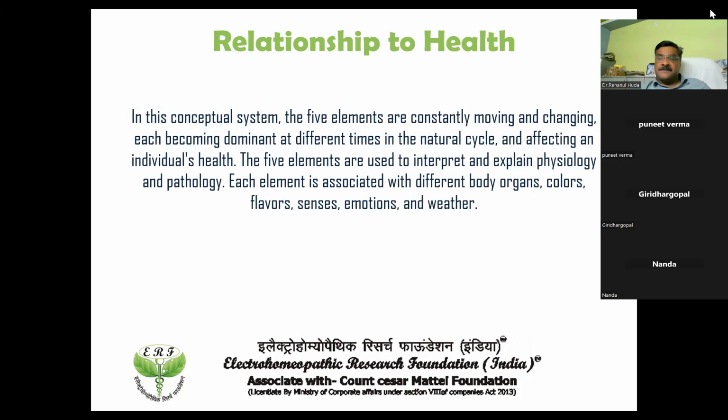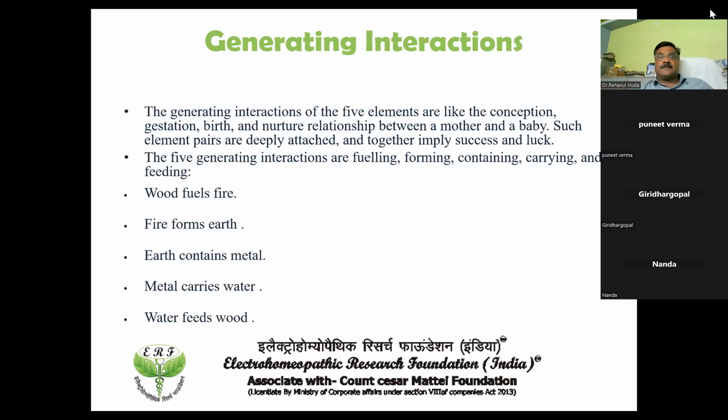Each element is associated with different body organs, colors, flavors, senses, and emotions. These five elements are wood, fire, earth, metal, and water.